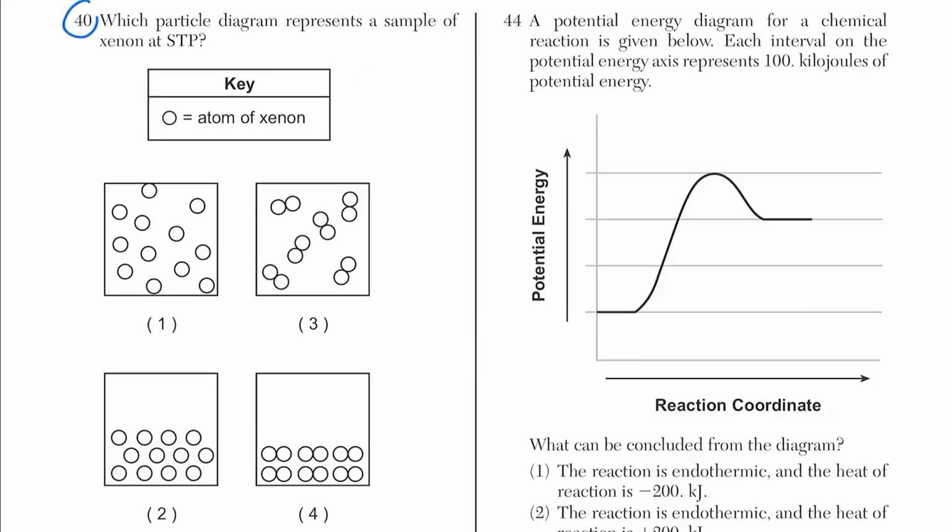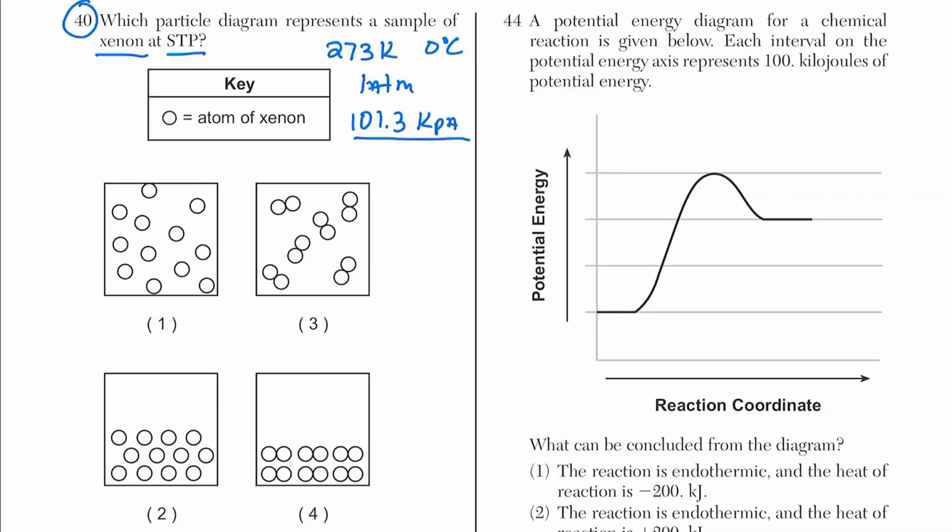Number 40. Which particle diagram represents a sample of xenon at STP? Now, STP is standard temperature and pressure. We love to compare at those values. Standard temperature on table A is 273 Kelvin or 0 degrees Celsius, and standard pressure is either 1 atmosphere or 101.3 kilopascals. I'm not making this up.